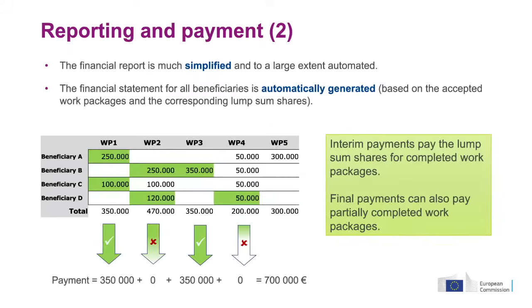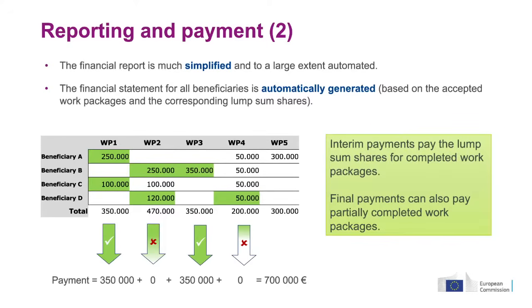So once you have now declared your work packages, I already mentioned the rest is effectively automated. So this is where the major simplification comes in. There is no financial reporting. The financial statement is automatically generated. Here in this example, you see with the 5 work packages, we see that work package 1 and 3 have been completed, 2 has not been completed, 4 has not been completed, and 5 hasn't even yet been begun.